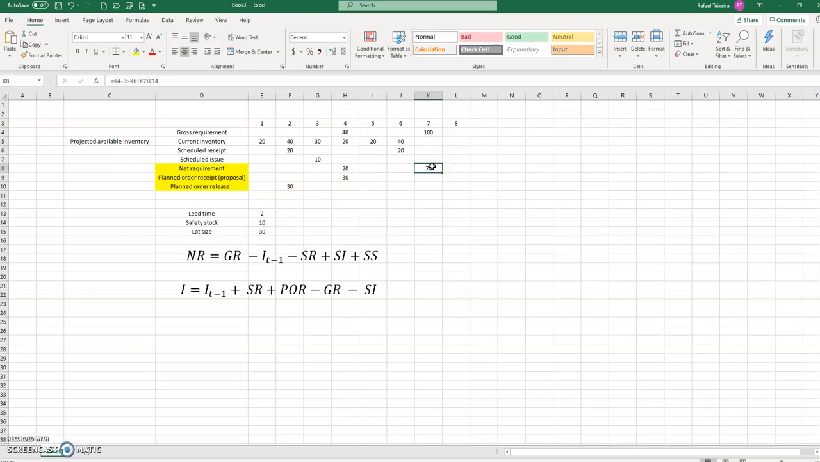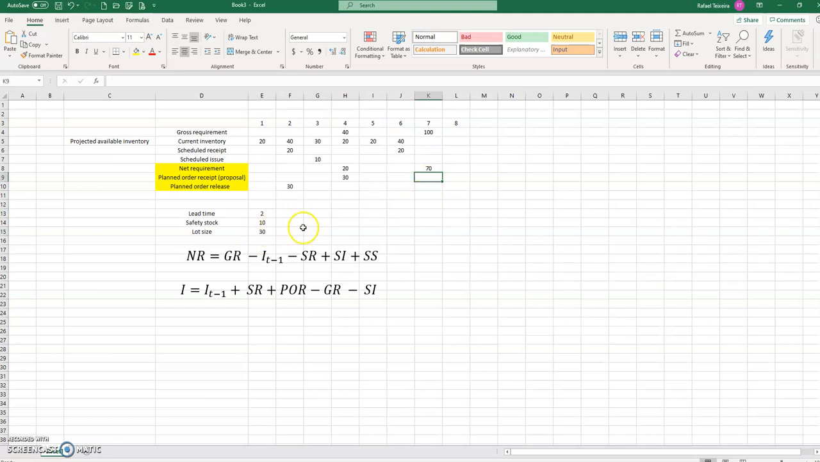I need 70 units in week 7 to be able to match the gross requirement of 100, because I have only 40 at hand at this time. Okay, so my net requirement is 70. I need to get units here in my planned order receipt for week 7. I only produce lots of 30. If I produce one lot of 30, it's not enough to match 70.